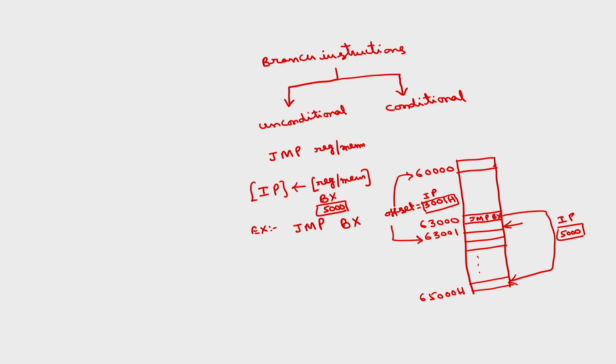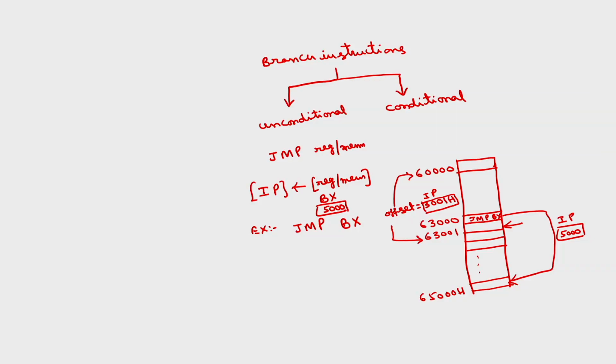And there are some conditional jumps. It will first check some condition. If the condition is satisfied, then only it will jump; otherwise it will simply neglect that jump instruction and go to the next instruction. We have different conditional instructions that we will discuss in the next lecture.